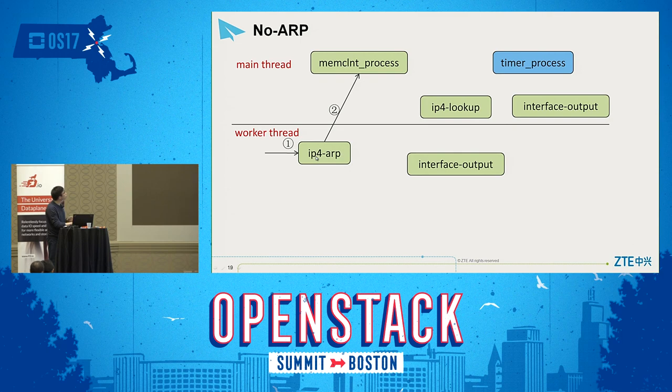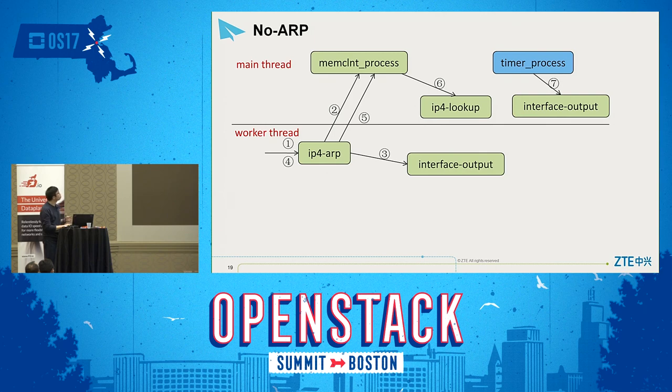For example, just the ARP, the MAC address can't be found. The packet will be sent to the main thread in the VPP, in this node, the main control process. In this node, it will store the cache index for the packet, and then construct an ARP request based on the ARP lookup missed destination IP address, and then send out the ARP request through the interface output.